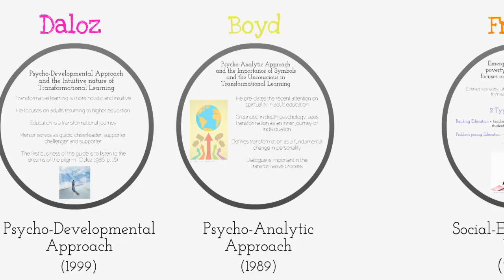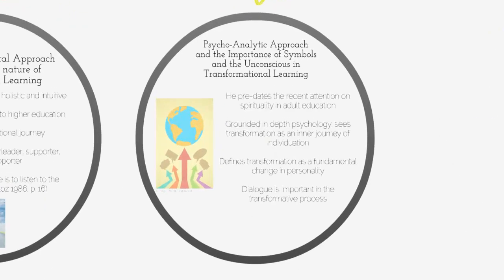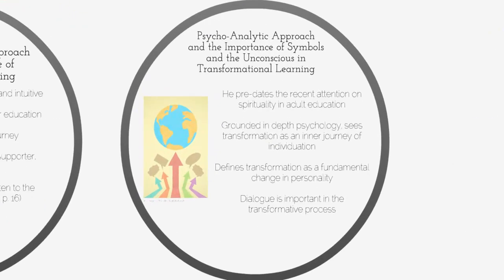Boyd also used a psychodevelopmental approach and predates the attention on spirituality and adult education that we see today. This approach is grounded in depth psychology, in that it sees a really deep inner journey of individuation, and that's what transformation is about, going very deeply individually. It also defines transformation as a fundamental change in personality.